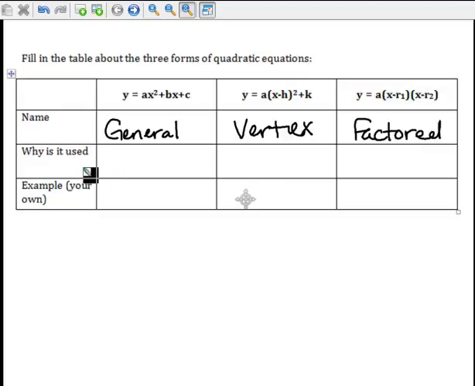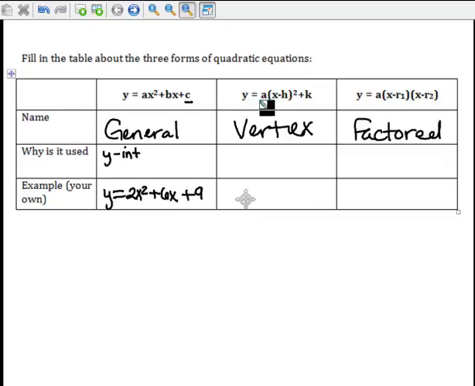Alright, general. Why general is used, or what it gives us. C is our y-intercept. And a lot of times real life situations are given to us in general form, like when we throw the ball up in the air, that would give us where our ball started would be C. And a lot of times that's what form those kind of problems come in. An example would be y equals 2x squared plus 6x plus 9, or anything like that.